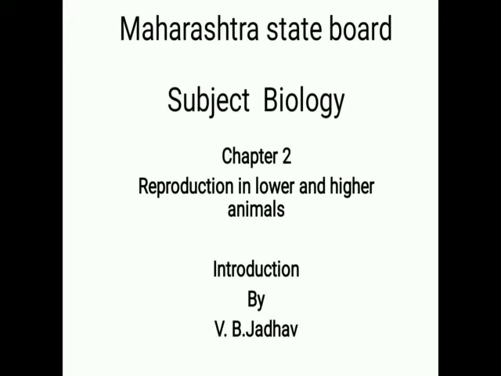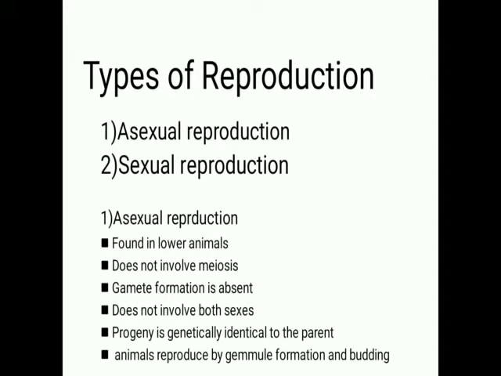Now we get into methods of reproduction. In animals, reproduction occurs by two main methods, that is asexual reproduction and sexual reproduction. First one, asexual reproduction. It is a common method amongst lower animals, that is in phylum Porifera, Coelenterata, Platyhelminthes. They show asexual reproduction. It does not involve meiosis.